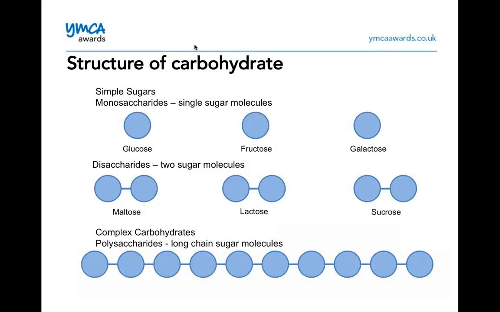So when we're looking at the structure of a carbohydrate, we've got simple sugars. So we've got single sugar molecules, which are found in glucose, fructose, and galactose. We have our disaccharides, which are two sugar molecules, found in maltose, lactose, and sucrose. And then we have our complex carbohydrates, our polysaccharides. These are long-chain sugar molecules.